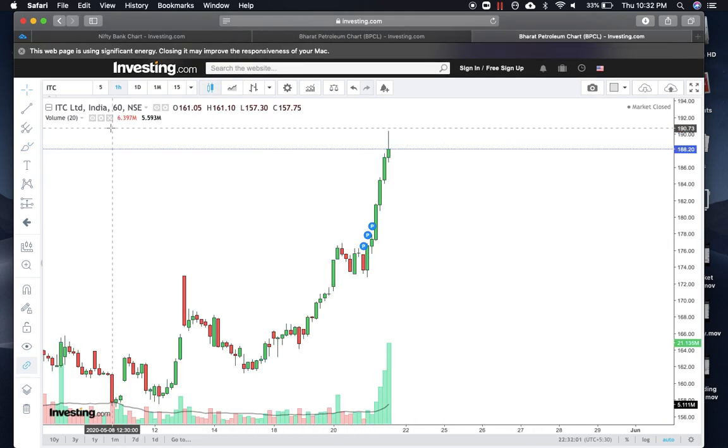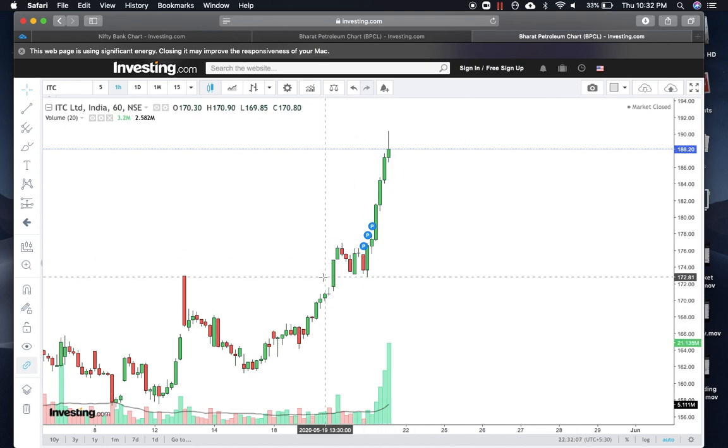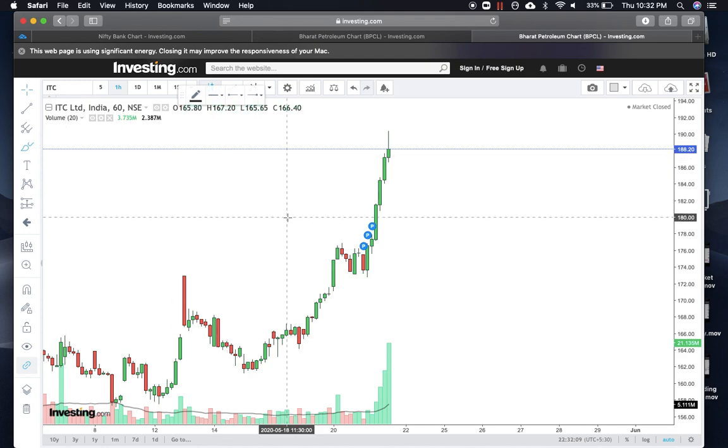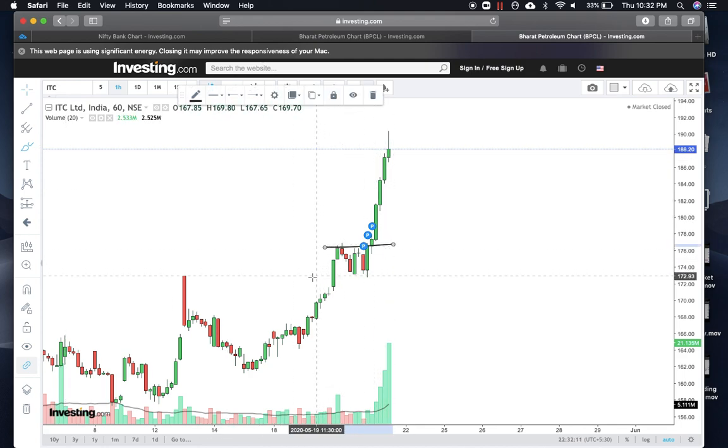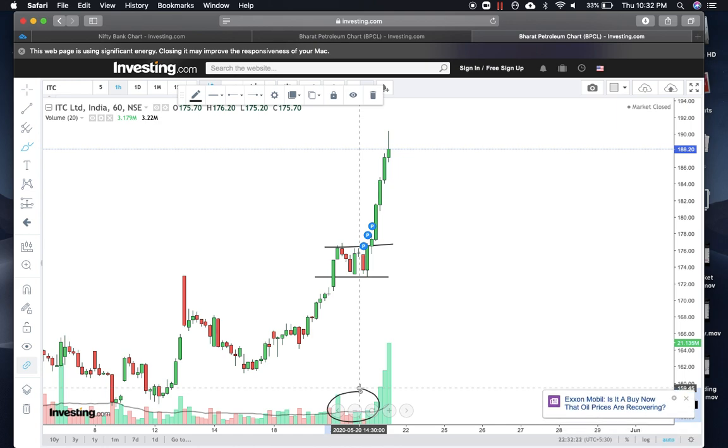So let's have a look at ITC. In this chart, it's a 1 hour chart. So what happened in ITC? There was a consolidation in this period. Prices were consolidating in the 176 and 172 range for quite some time, a lot of hours. And during the consolidation, the volume starts fading away. And what are we concerned with? Day traders, whatever kind of trader you are, you want to catch the breakout, ride that wave and get the profit. So this is the point of breakout that you're concerned with.